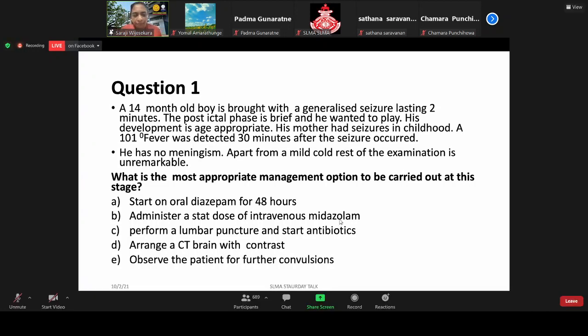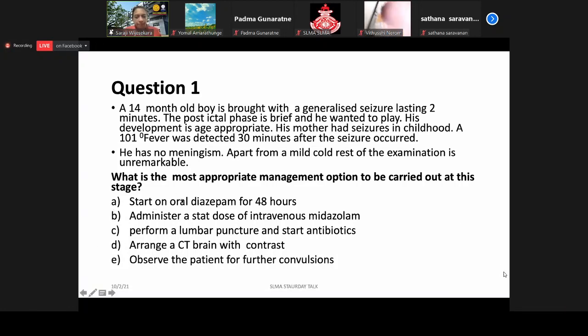Okay, I think we can stop the poll. I think you have got it correct. This is a febrile seizure. So obviously, you don't have to start on oral diazepam once the baby has had a seizure, and administering a stat dose of midazolam is not necessary because he's not having a seizure right now, and it was a short-lasting seizure anyway. And performing a lumbar puncture is again not necessary because he's very well. There's no meningism, and we can observe. CT brain is not necessary, and observing the patient for further convulsions is the answer.